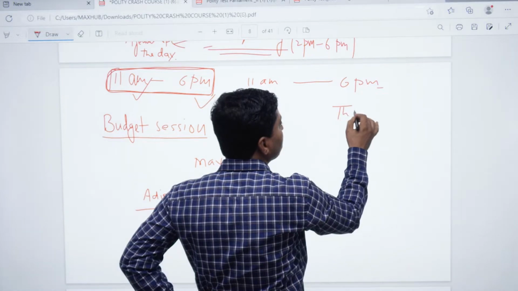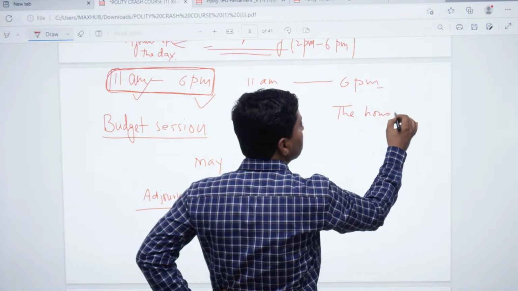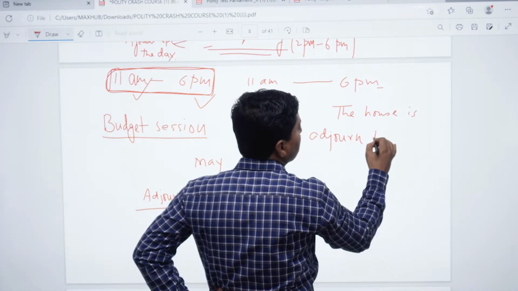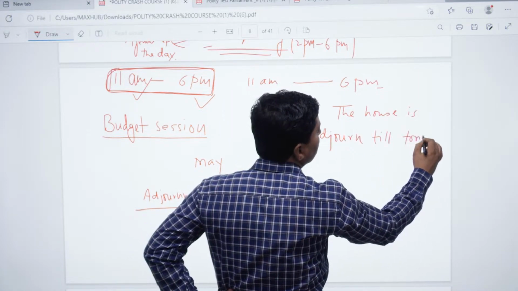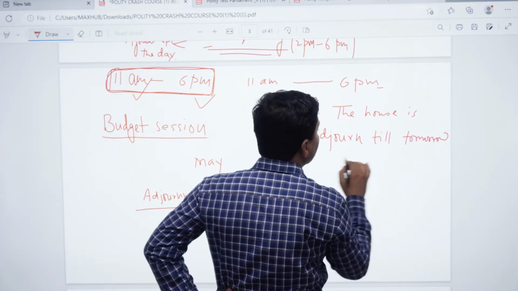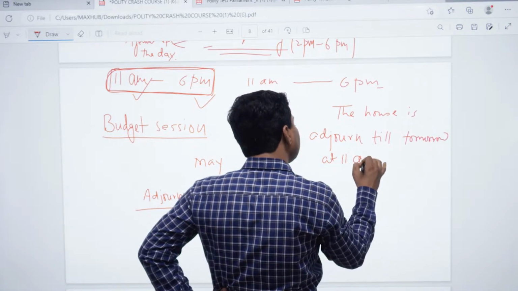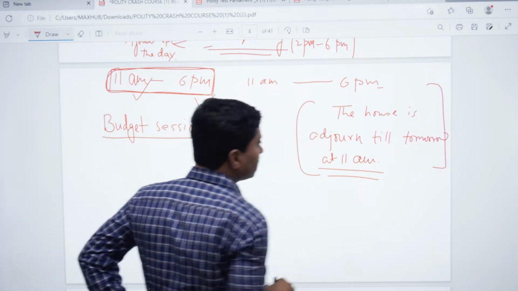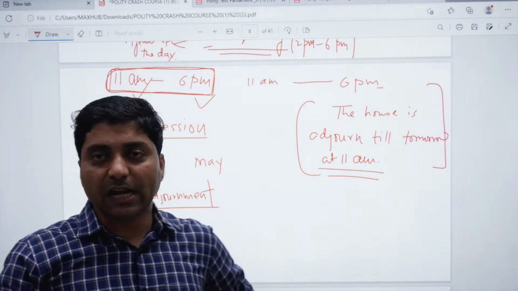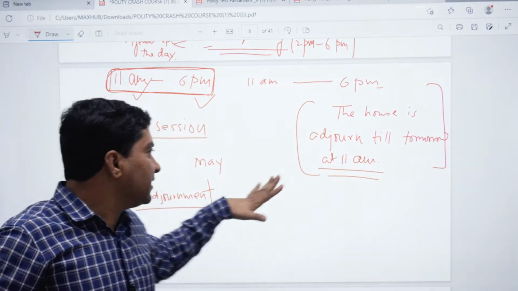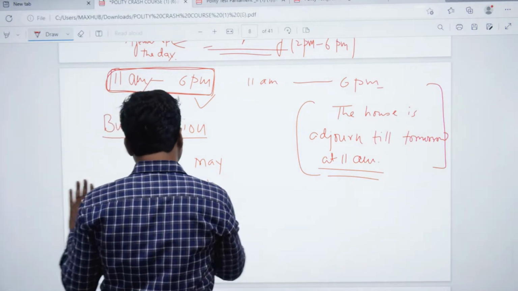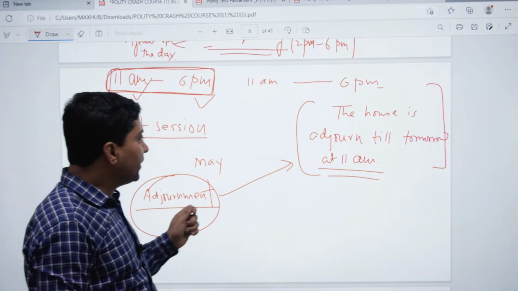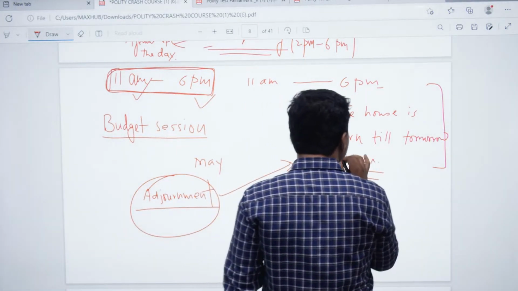द हाउस इज एडजॉर्न टिल टुमारो एट, यानी 11 बजे तक कल ये हाउस को एडजॉर्न किया जाता है, 11 बजे से फिर से शुरू होगा। And this announcement is called adjournment. This announcement is called adjournment every day. So here you can see that they mean fixed time.